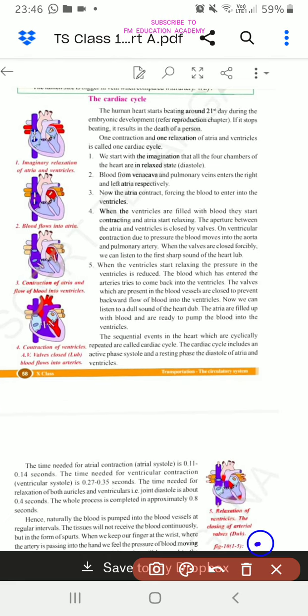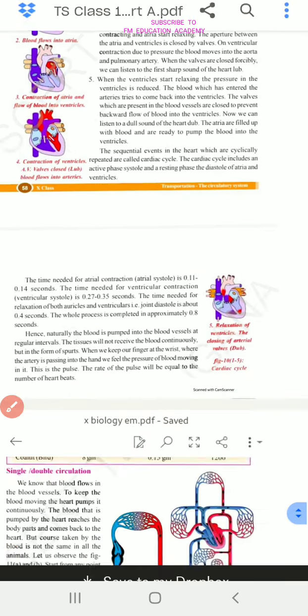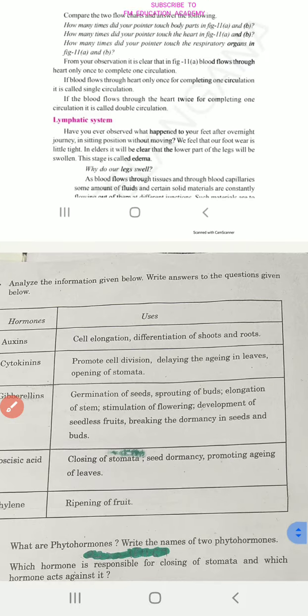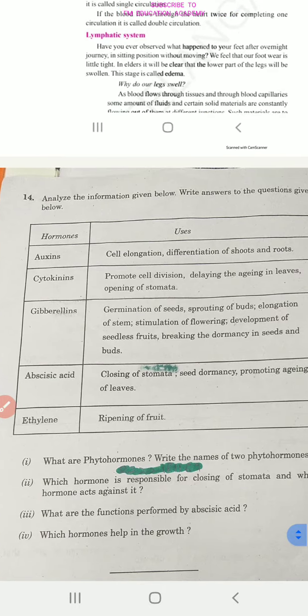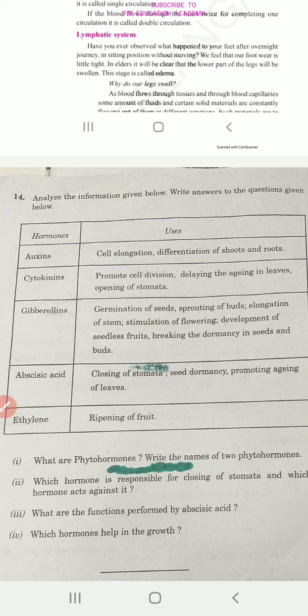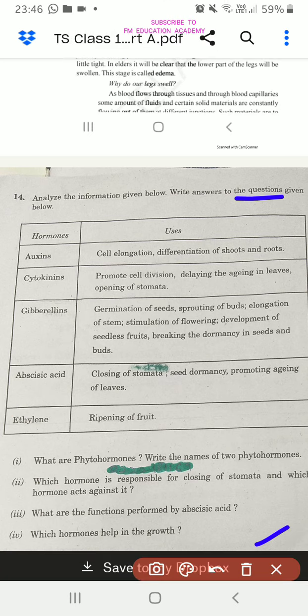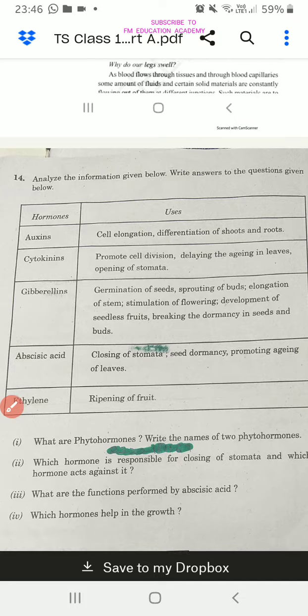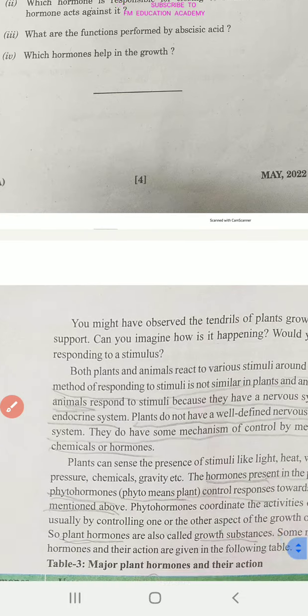See, cardiac cycle. Next question is the last question, question number 14. Analyze the information given below. Write answers to the question given below. Hormones are there and uses are there. The first question is, what are phytohormones? Write the names of 2 phytohormones. So it is there in the textbook, this answer.